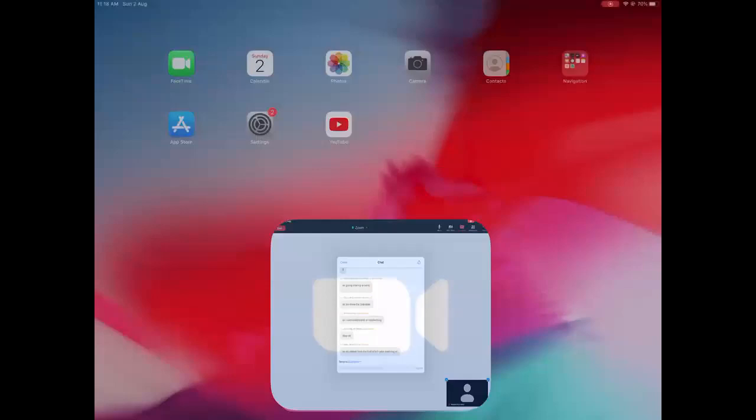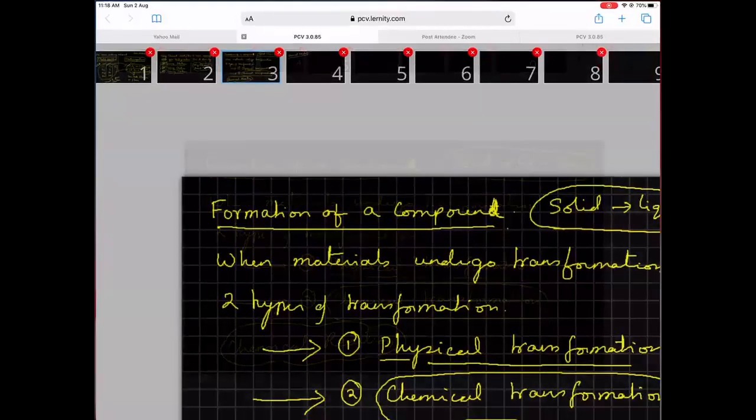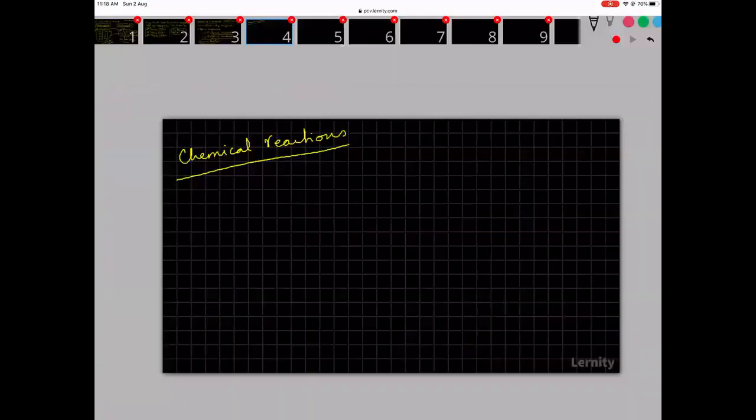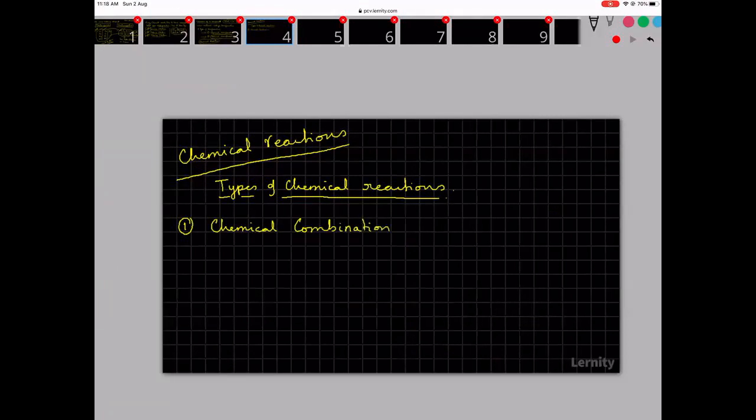Okay, so I hope you are able to understand this. So now I'm going to start with chemical reactions. So we will first start with the types of chemical reactions. Okay, types of chemical reactions. So the first type of chemical reaction that we will talk of is a chemical combination, also referred to as a simple combination.